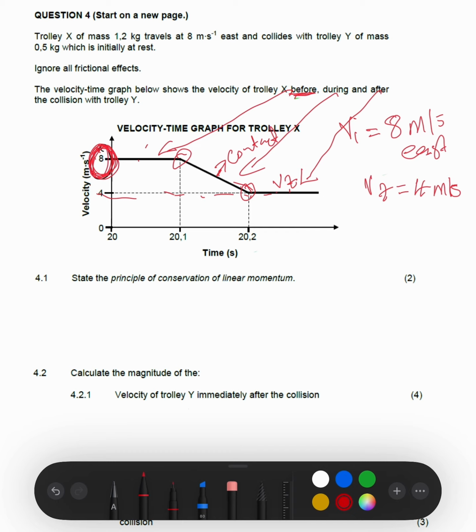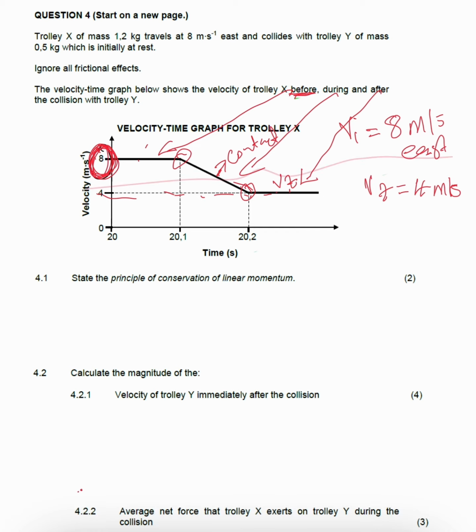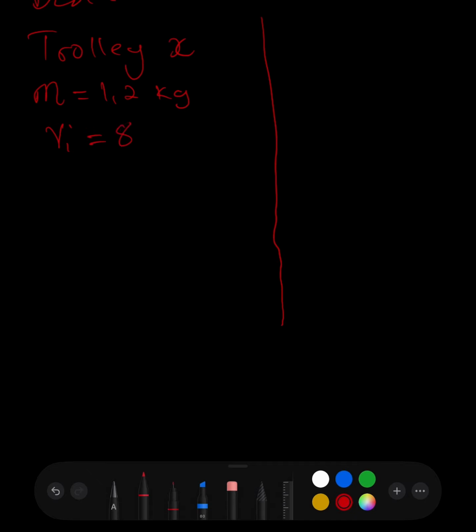Okay, let's do this now. Let's put this data into perspective. So let's write our data. It's very important in physical sciences that you write the data. So we have what? Trolley X. Okay, what did they say about trolley X? The mass of trolley X is equals to 1.2 kilogram. We've established that the initial velocity is 8 meters per second and is going in the eastward direction. And we also know that the final velocity of trolley X is 4 meters per second east.